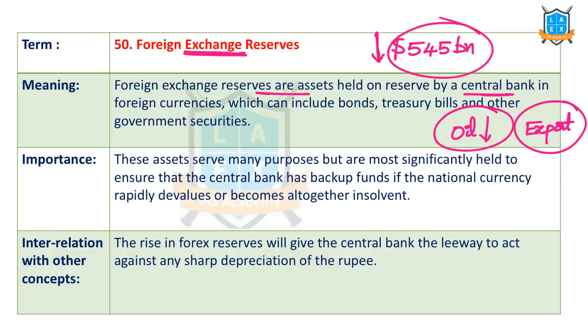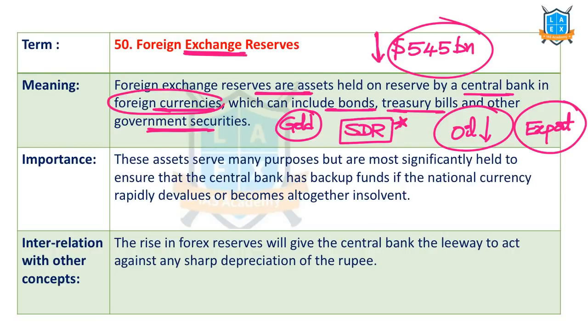Forex reserves are the assets or reserves held by the central bank in the form of foreign currencies, which includes bonds, treasury bills and other government securities. Forex reserves also include gold, currencies, IMF's SDR, special drawing rights. All these are part of forex reserves. Forex reserves include foreign currency, but it is not the only component. There are other components in forex reserves.